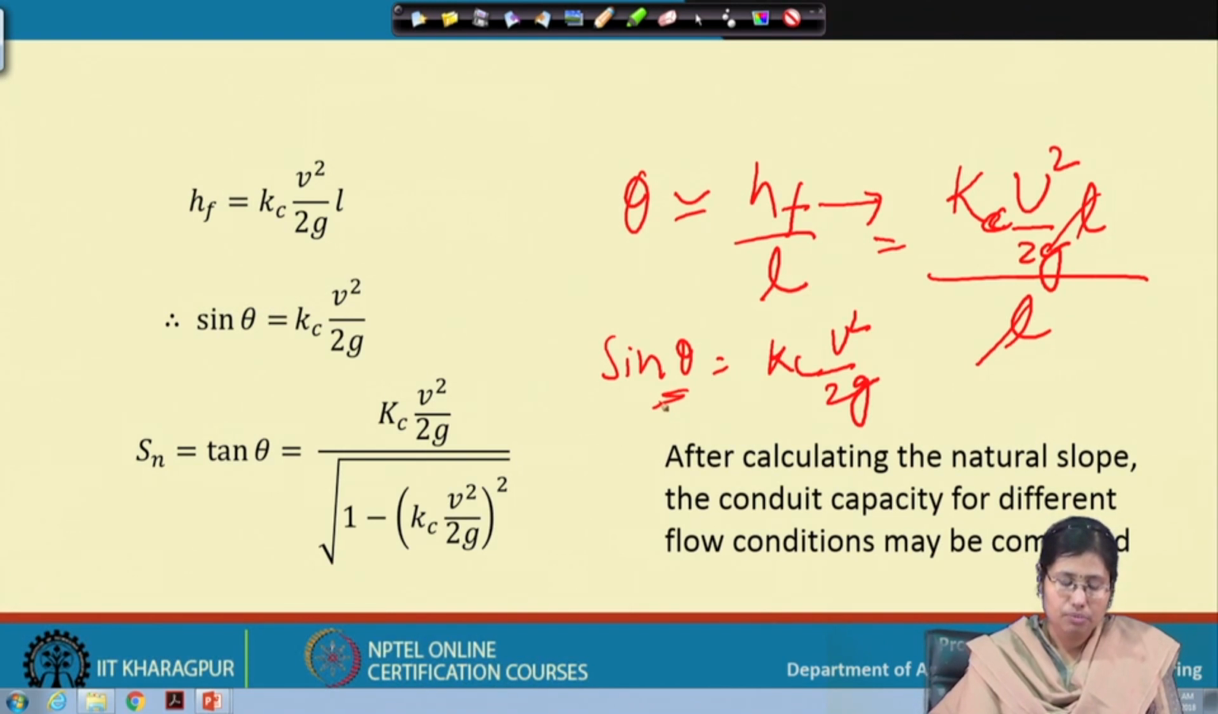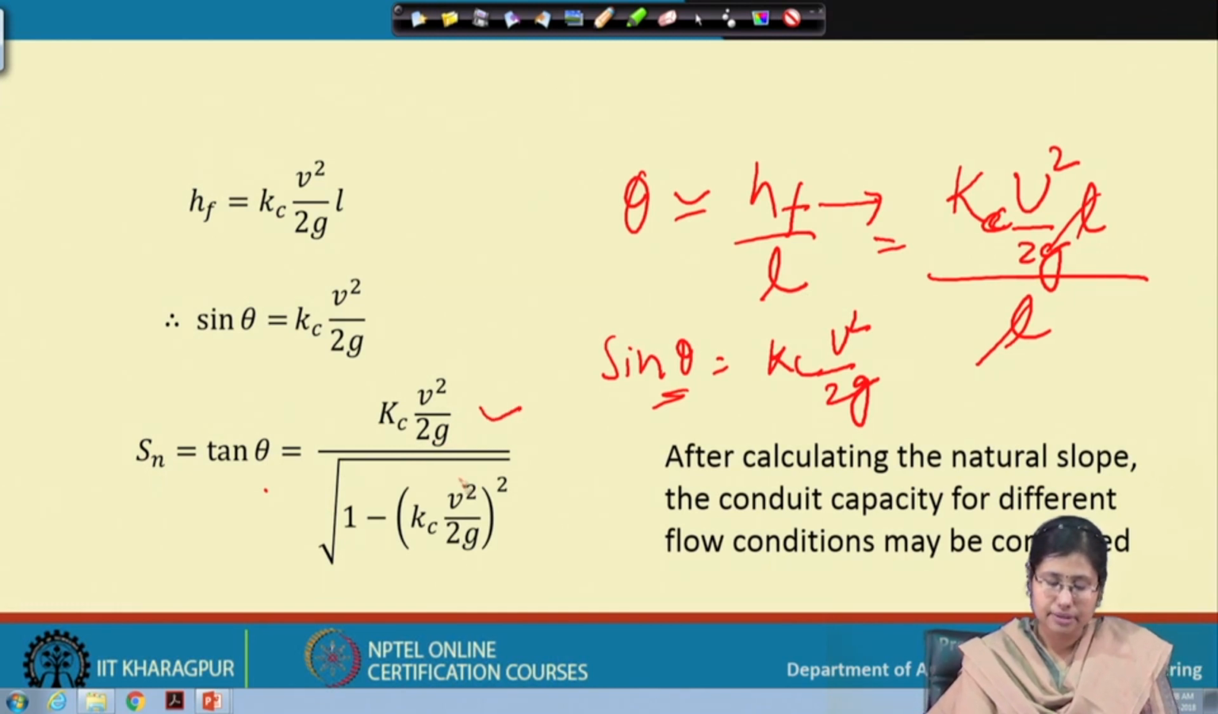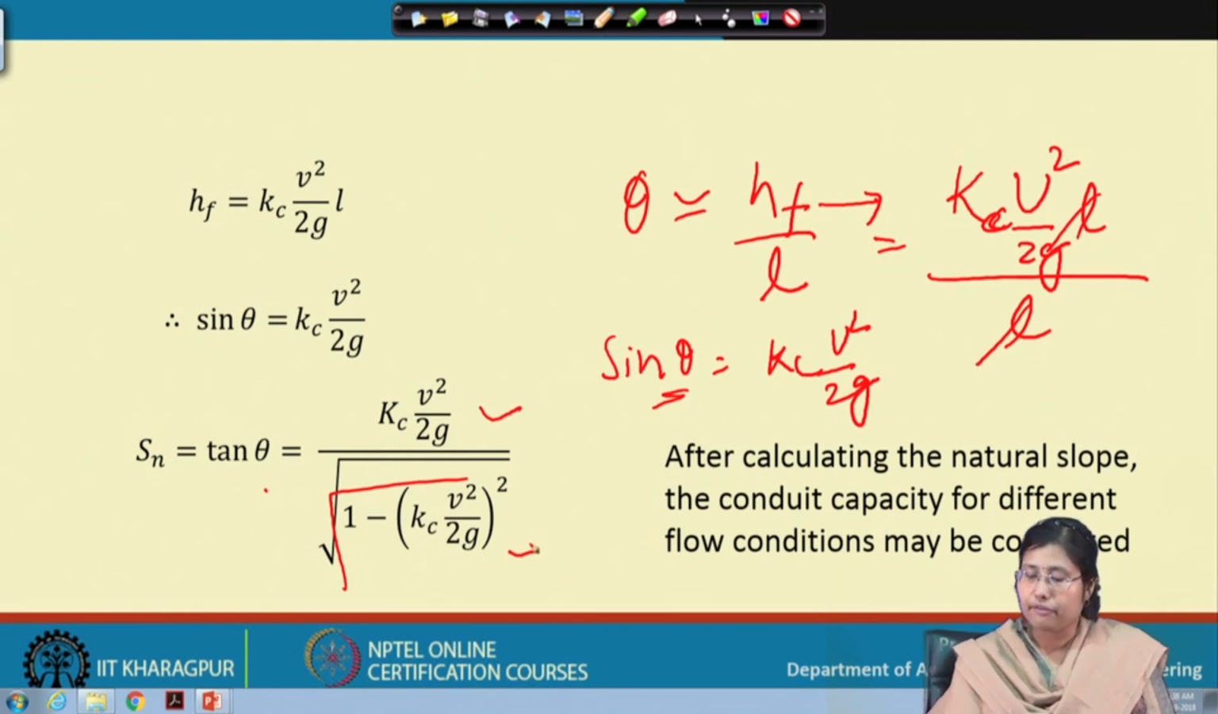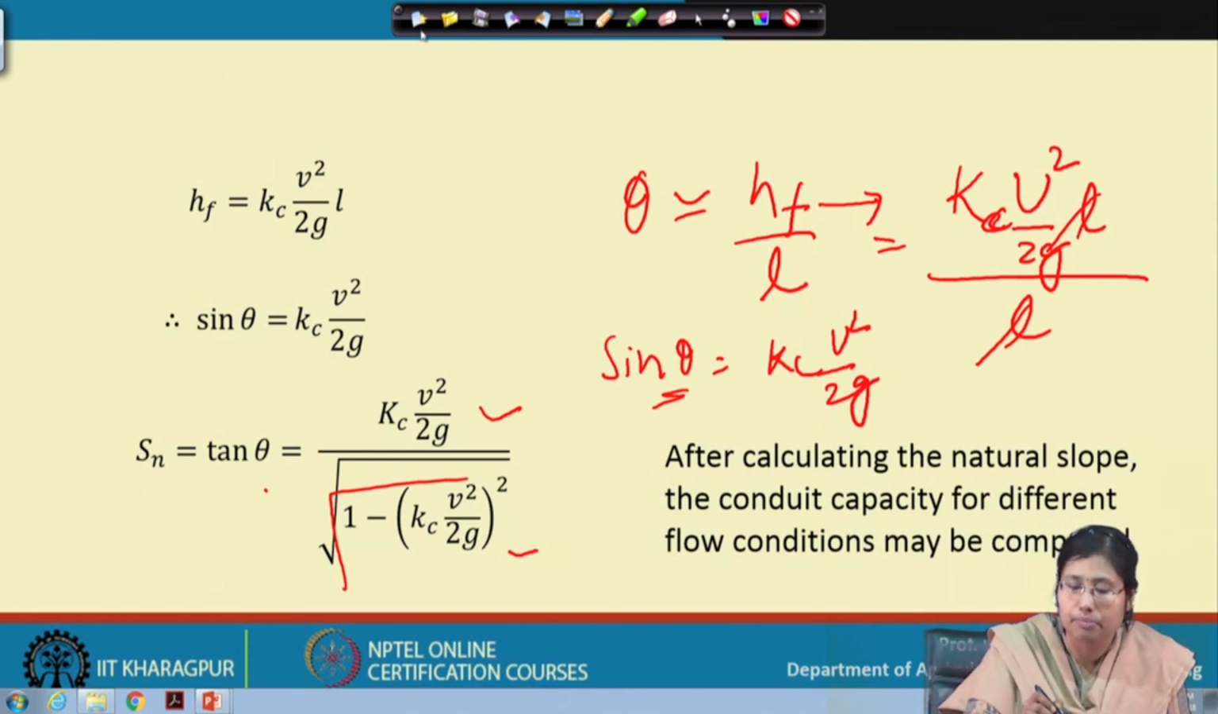Since theta is very small, we can also say that Sn is a function of tan theta and Kc, and then 1 minus Kc V square by 2g. So, this equation we can derive from this. So, after calculating the natural slope, the conduit capacity for different flow conditions can be computed.